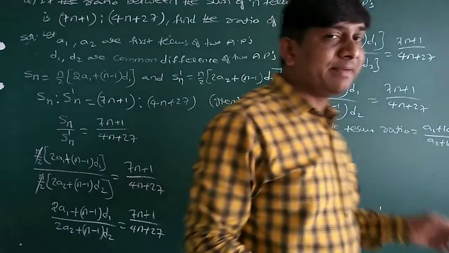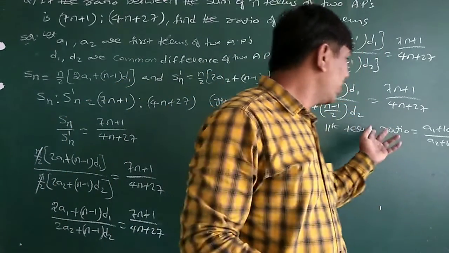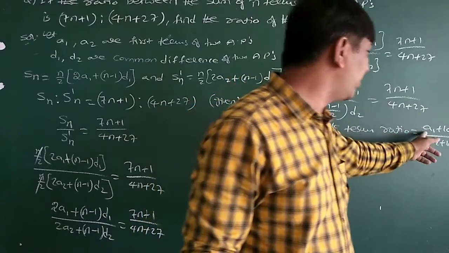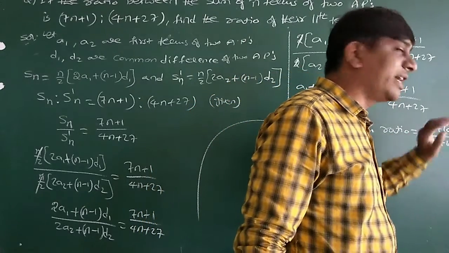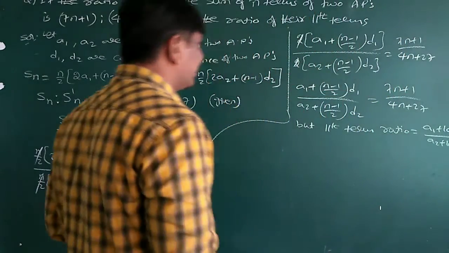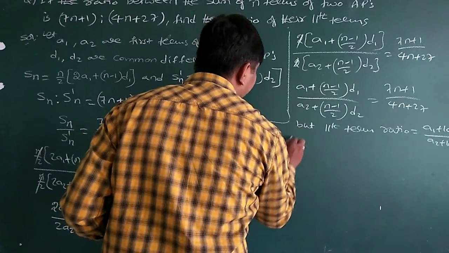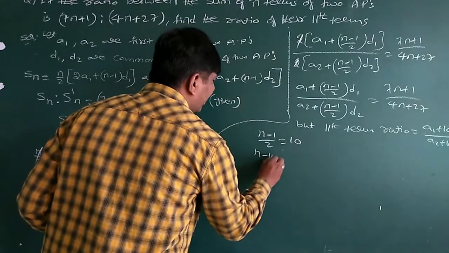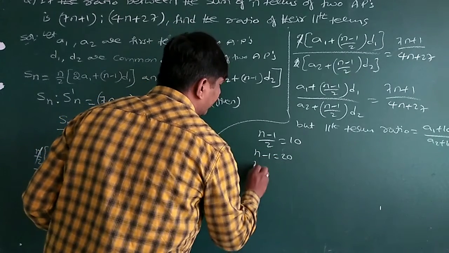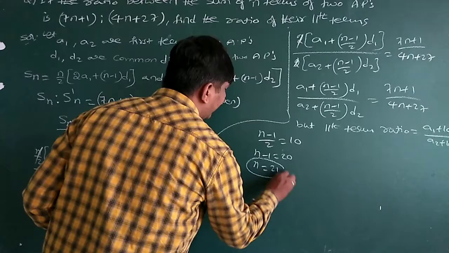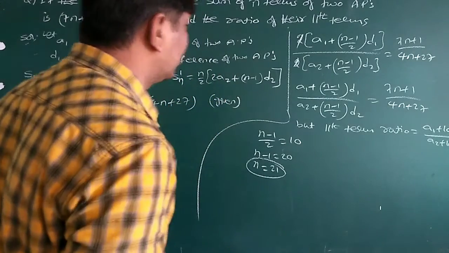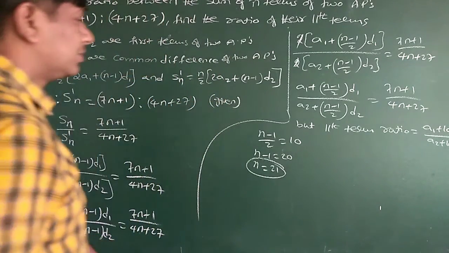The 11th term is a plus 10d. Here two APs are there, so a1 plus 10d1 by a2 plus 10d2. Now compare this: n minus 1 by 2 is equal to 10, n minus 1 is equal to 20, n is equal to 21.